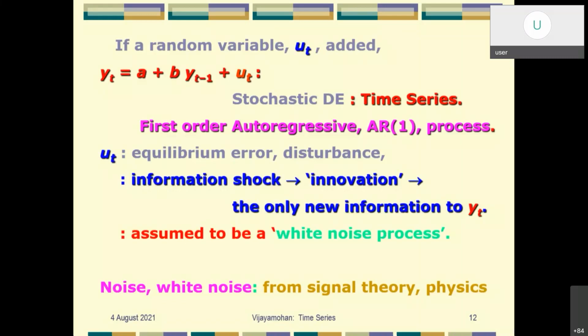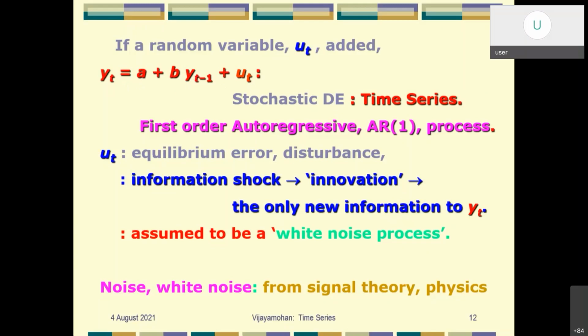We will go into a little detail with this difference equation because everything in time series analysis depends on the properties of the difference equation. Now, if we include a random variable ut in this mathematical difference equation, then we get a stochastic difference equation. And that stochastic difference equation is the AR1 process. This is an AR1 process, and that is a time series. So the AR1 process is nothing but a random difference equation, a stochastic difference equation.